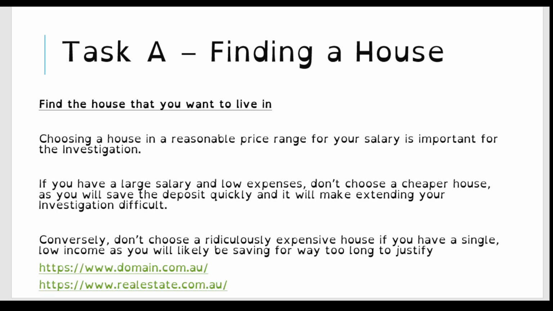Similarly, don't choose a ridiculously expensive house if it's just a single lower income, because you'll be saving for a really long time, and there's a lot of limitations when that comes into play. For example, if you've got a large salary and not many expenses, and it only takes you 2 years to save for your house, that's already pretty good. If you're trying to make that even quicker, there's not much difference between saving for 2 years and saving for 1.5 years. So it doesn't really show the difference in savings there.